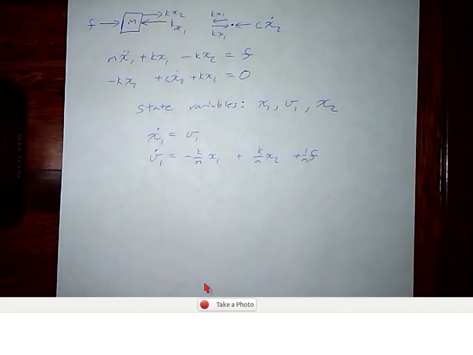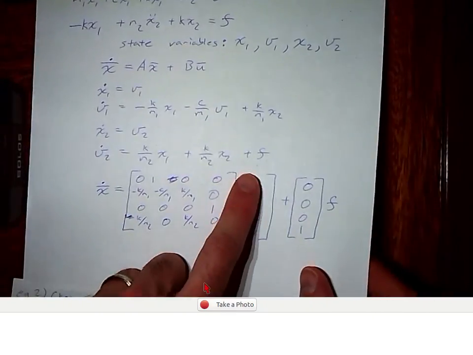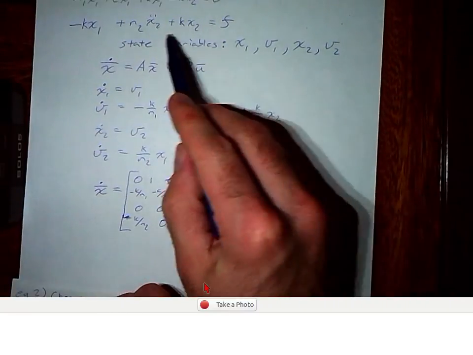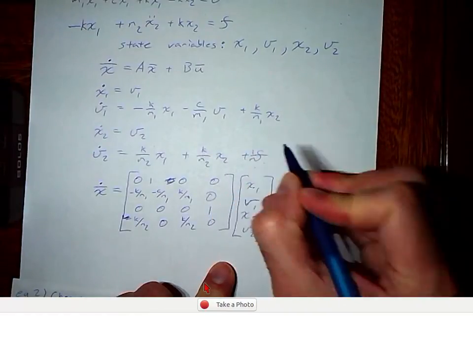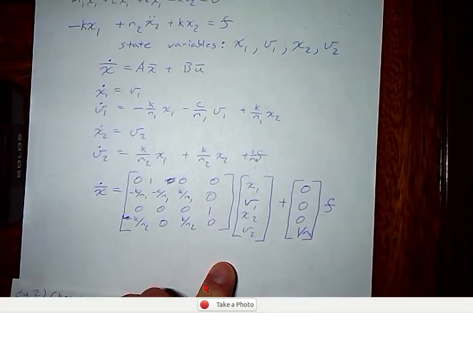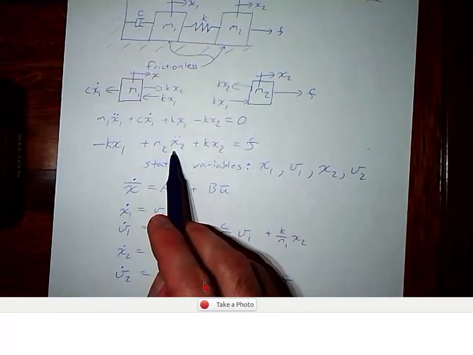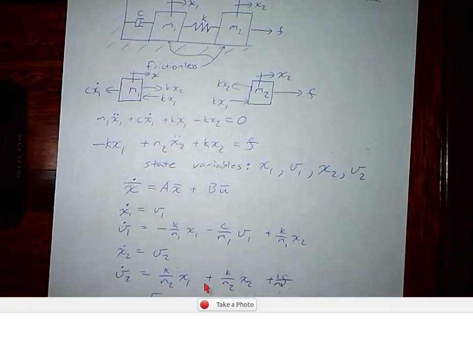Oh, that makes me think I made a mistake in the previous one. Let's check. Yeah, this should be plus 1 over m2. Because I divided everything by m2 over here, so this should be 1 over m2. And this should be 1 over m2. Okay, just got in a little hurry there. So in this equation, when I rearranged to get v2 dot on the left-hand side, I divided through by m2, but forgot that whenever it was a coefficient for f.